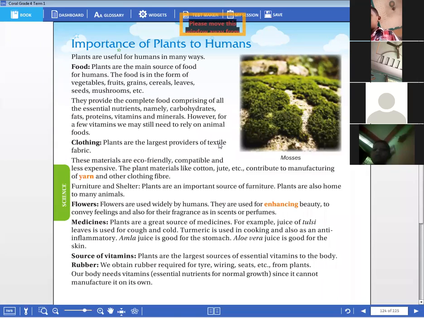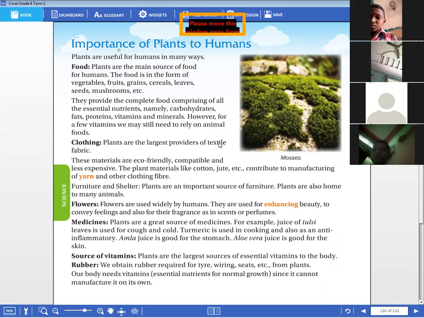Cough. Turmeric. Turmeric means pasupu. Anti-inflammatory. Amla. Amla is usirikaya, children. Aloe vera.